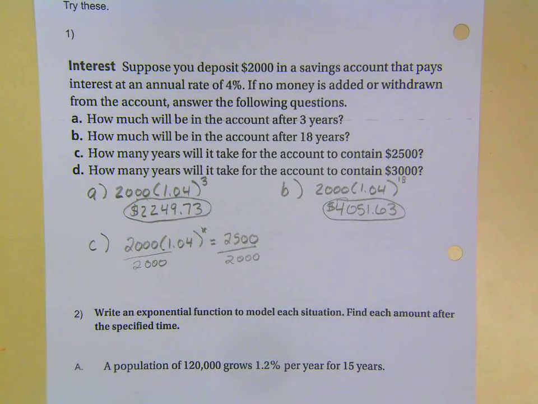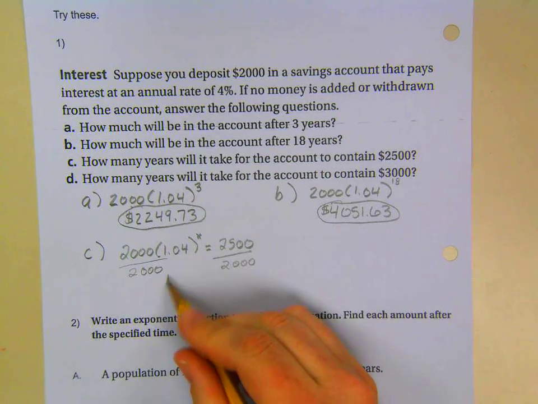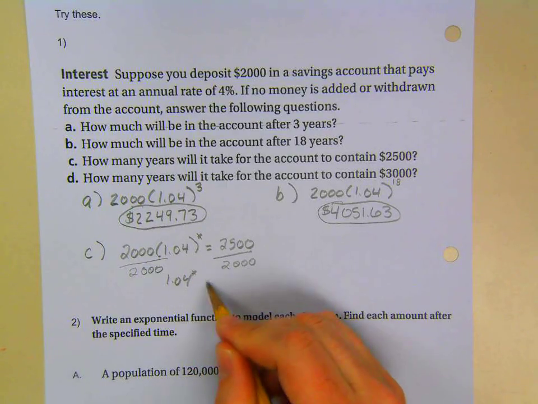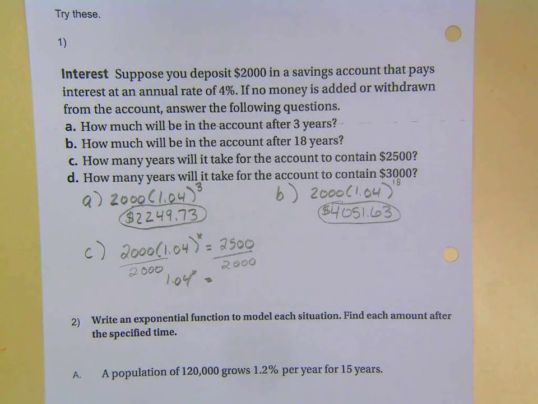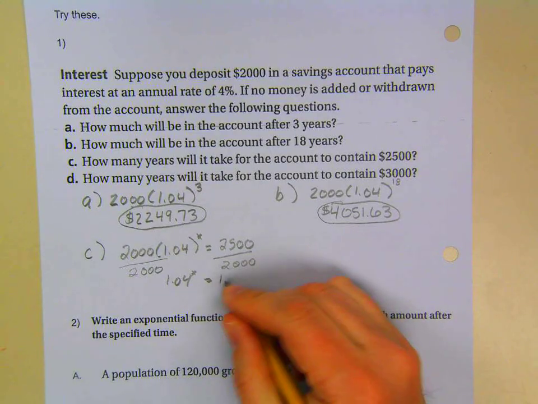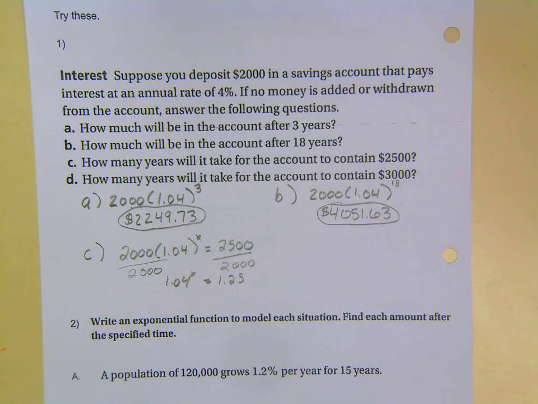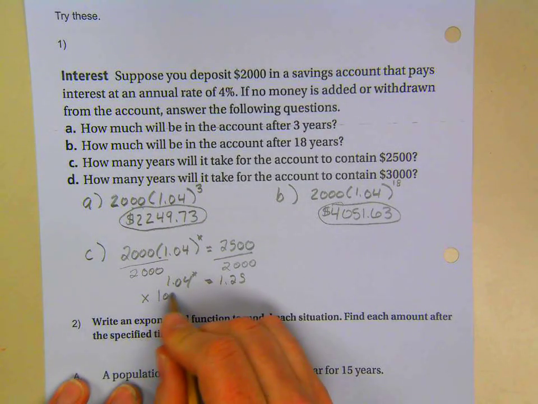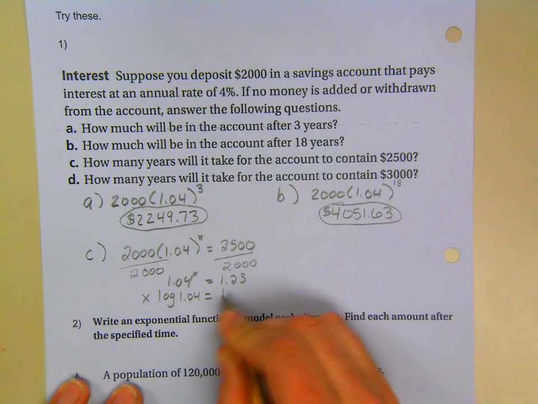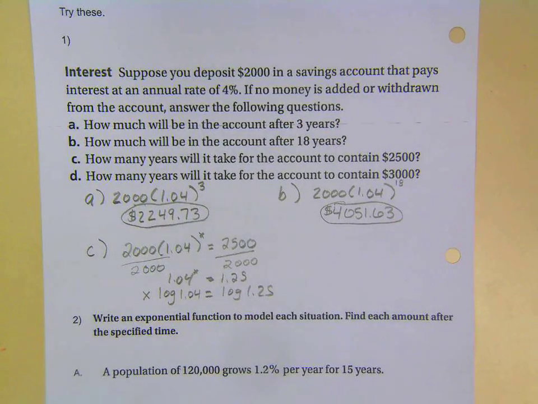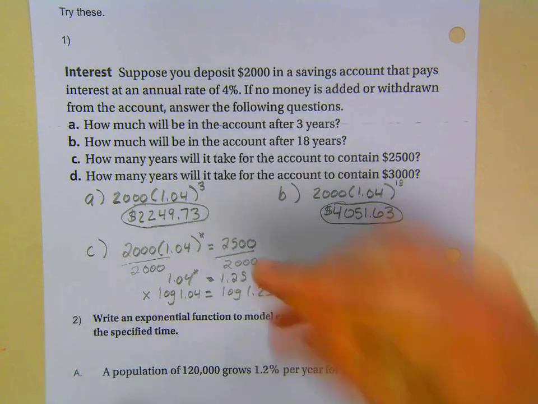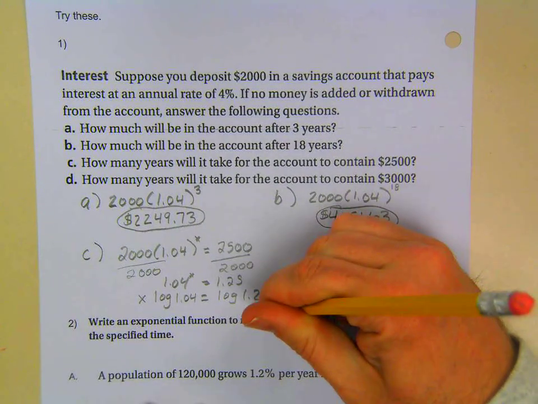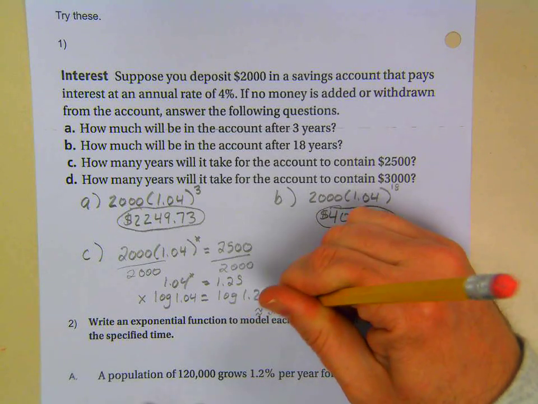Here we go. You got to divide the 2,000 off first, okay? Then it just becomes a log problem. What's 2,500 divided by 2,000? 1.25. So we know if you get stuck in an equation, throw a log in front. So we're going to throw a log in front of each side, except I'm going to pull the x out in front. So I have x log 1.04 is equal to log 1.25. And I get an answer of about 5.7 years.